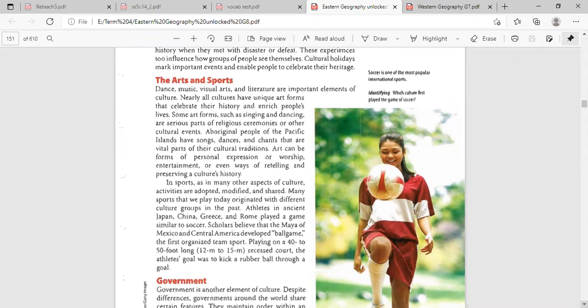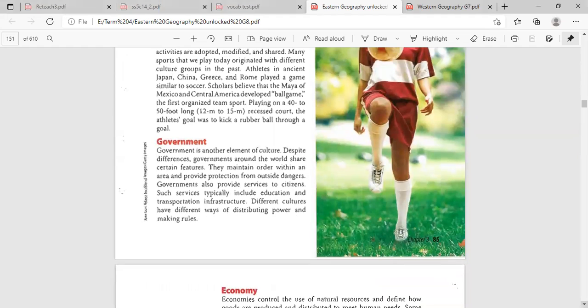Thank you, Khadija. So here he's talking about the arts and the sports, which are a very vital combination that contributes to any culture. At the beginning, the arts could include dance, music, visual arts, and literature, which are some of the most important elements of culture, such as singing and dancing, serious parts of religious ceremonies or even cultural events. About sports, you can find that every country has its own unique sports. For example, here we have football, others have American football, sometimes we have basketball, and so on. So we have a variety of sports that represent the country itself.